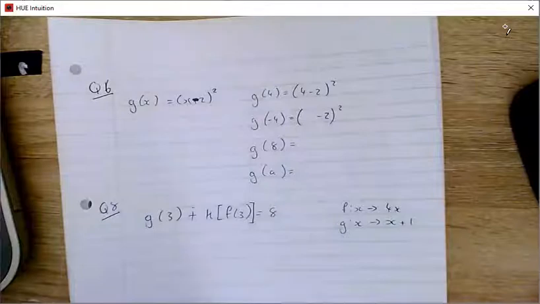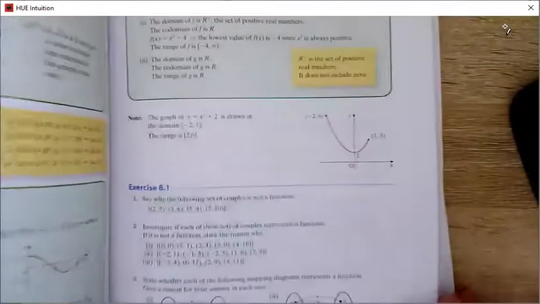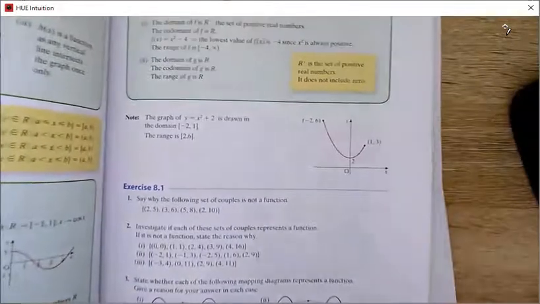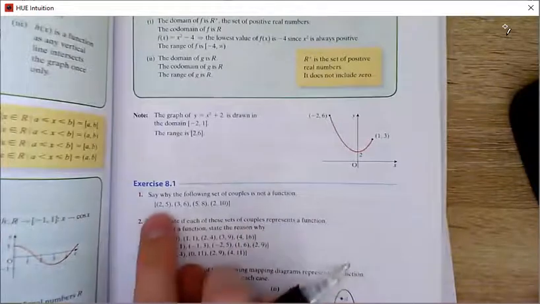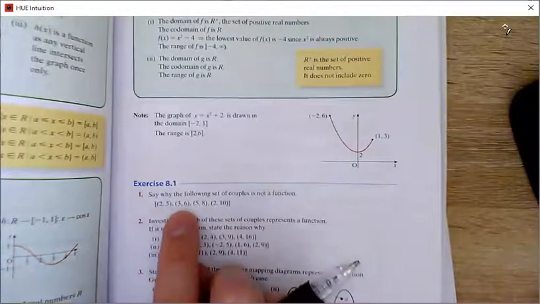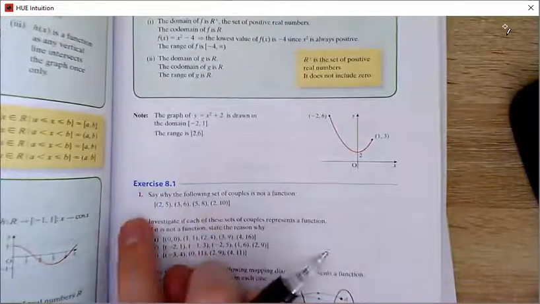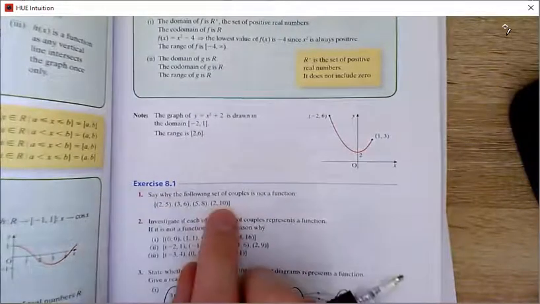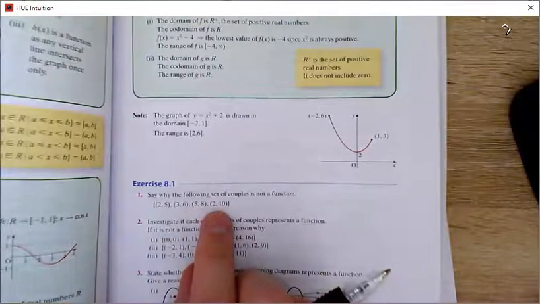So I said we'd look at question 2 to start with. This is page 235. State why the following set of couples is not a function. 2 in, 5 out; 3 in, 6 out; 5 in, 8 out; or 2 in, 10 out. Well, because 2 in gives 5 out or 2 in gives 10 out, there are two possible outputs for 2, so that's not a function.